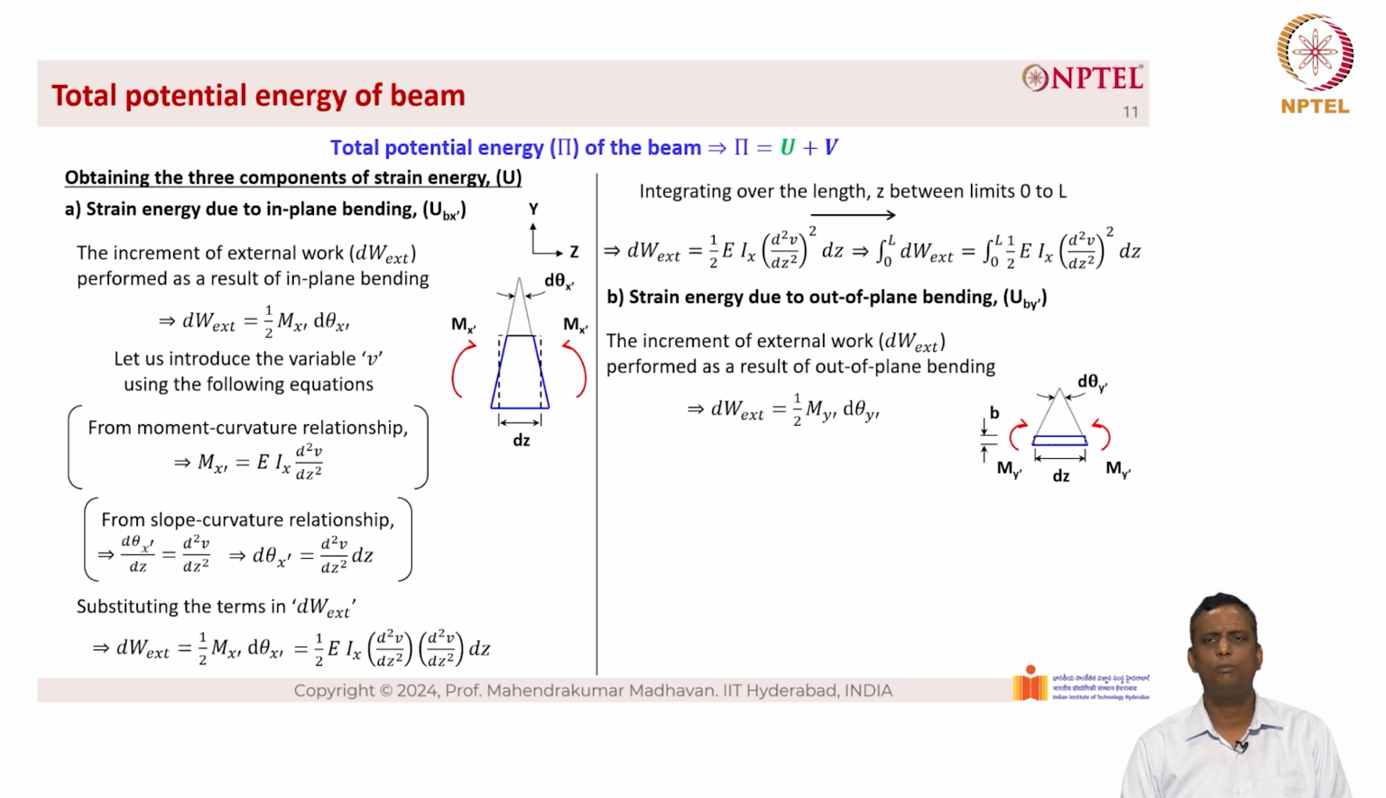The increment of external work dW external performed as a result of out of plane bending is given as dW external is equal to half into My dash into d theta y dash. Let us introduce the variable u using the following equations. Here variable u is considered because the movement of the beam is in the x direction.